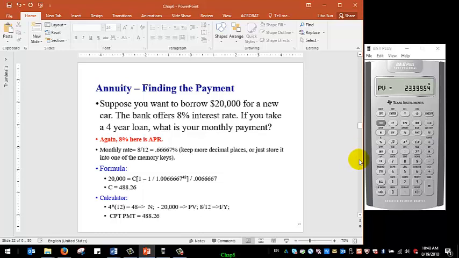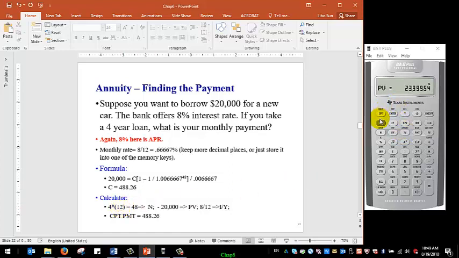Another example. Suppose you are able to borrow $20,000 for a new car. The bank offers you an 8% annual rate. If you take a 4-year loan, how much is your monthly payment? Very similar, right? So again, to do some preparations, make sure we use the monthly interest rate. Make sure we count the number of months, the number of payments, 48 instead of 4 years.